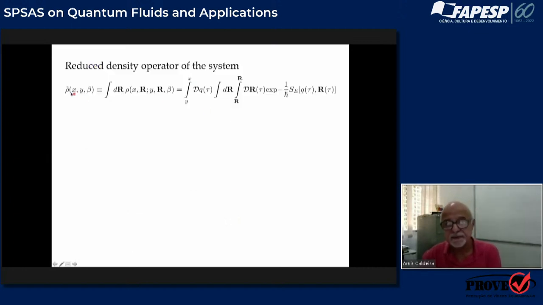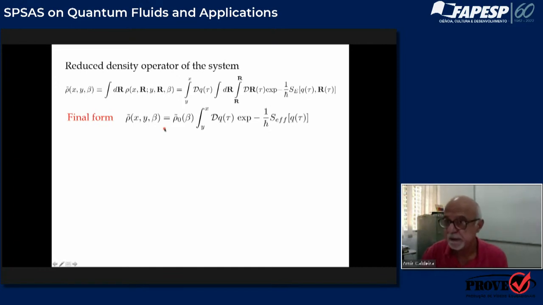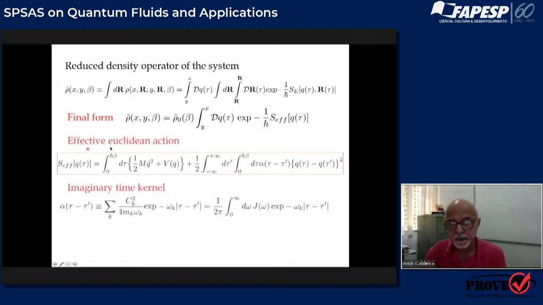And we can show that the final form for the reduced density operator of the system in equilibrium is given by this integral here. And so the final form of the whole thing, I will, of course, omit all the steps, is given by this single path integral of an effective action. And this effective action is in imaginary time, because now I'm talking about temperature. And so this effective Euclidean action is given by the Euclidean action of the system only.